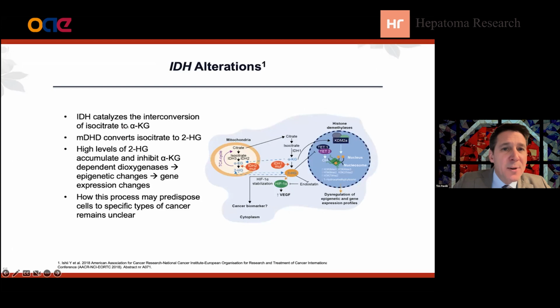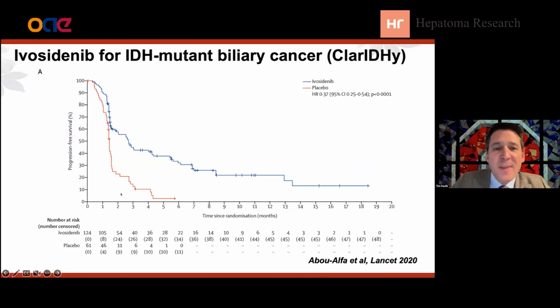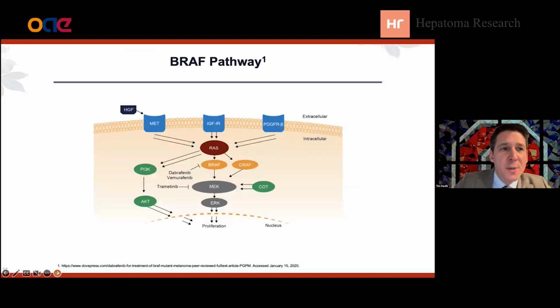About 15 to 20% of patients will also have an IDH alteration, and there has been prospective data and studies looking at ivosidenib versus placebo as second-line therapy for patients with IDH mutations. And these data have shown an overall progression-free survival benefit with IDH targeted therapy for those individuals with mutations.